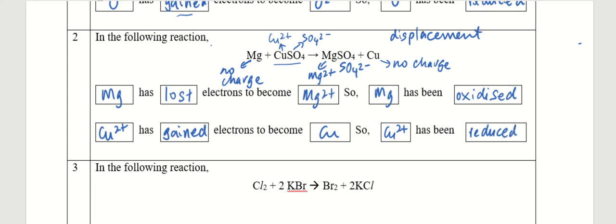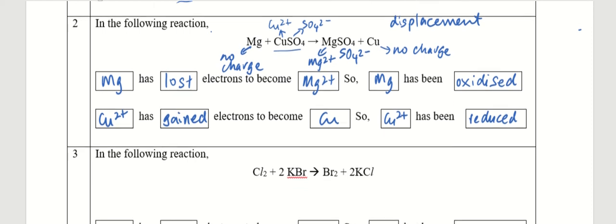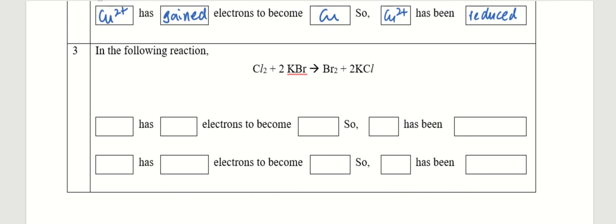Okay, so let's do one last example and see whether we can get the hang of it. Chlorine reacts with potassium bromide to give you bromine and potassium chloride. Now, do you recognize this reaction? It is actually another displacement reaction, where a more reactive halogen can displace a less reactive halogen from the solution of the less reactive halogen.